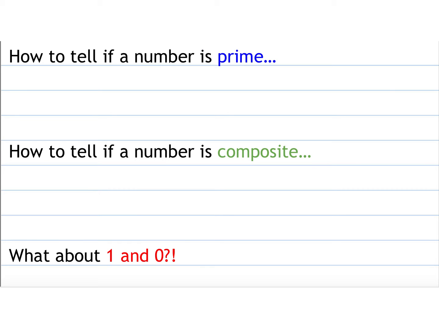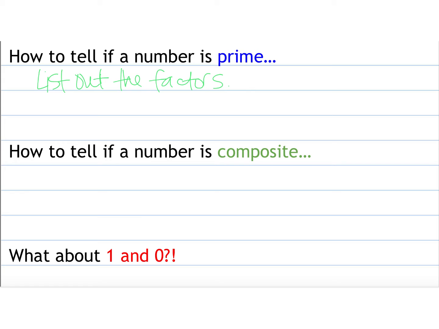So how do we tell if a number is prime? Well, we take the number and we think about its factors. And again, if there are no numbers that the number can be divided by to get a whole number, or if there's no other factors besides 1 and itself, then it's prime. So what we would do is we would list out the factors and go from there.